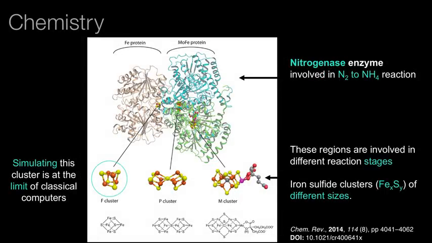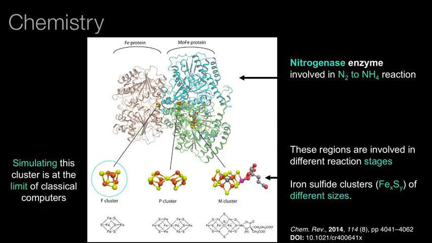Second example is chemistry. This is a picture of a nitrogenase enzyme. Anyone who's ever eaten food should care about this enzyme. It's an important catalyst for the creation of ammonia, which is an important component of food, fertilizer, pharmaceuticals, and many other things. So this is the enzyme.